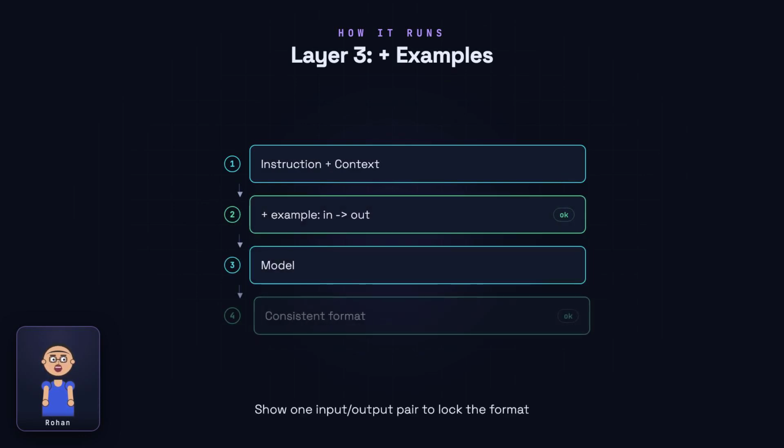Layer 3 is examples, showing one or two input-to-output pairs, sometimes called few-shot prompting. Examples pin down the format and tone far better than describing them in words. If you need strict JSON out, an example of that JSON is worth a paragraph of rules.